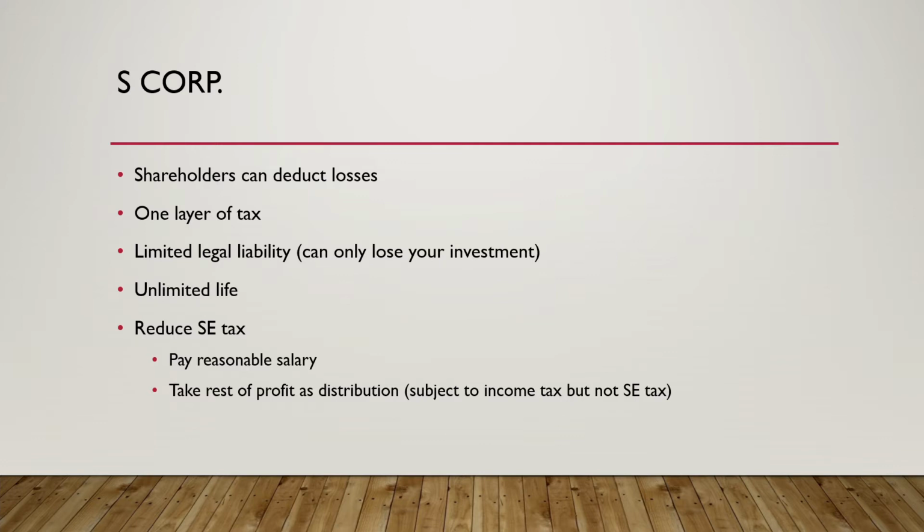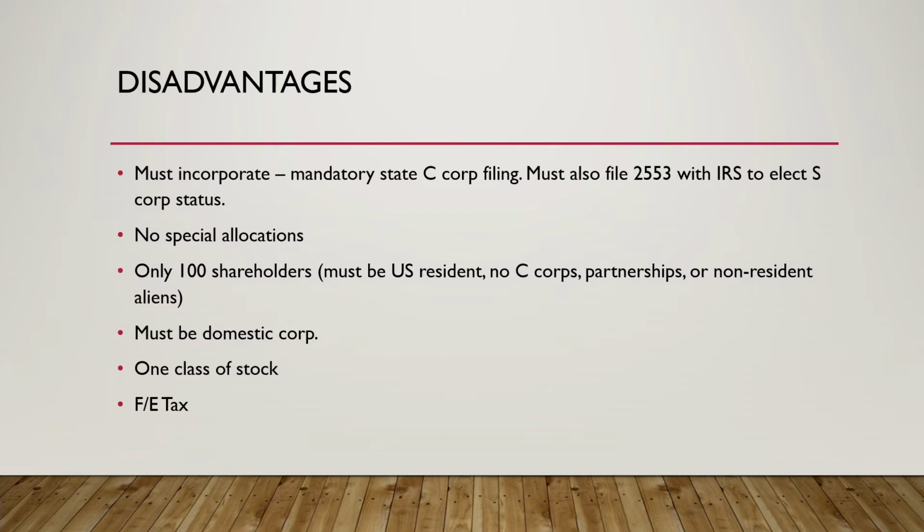An S corporation, okay. In an S corporation, the shareholders actually can deduct losses. An S corporation is actually a C corporation, which we'll look at briefly next, but you file what's called an S election with the IRS. And in order to do that, let's skip over to the disadvantages. You have to have fewer than 100 shareholders, and all the shareholders have to be U.S. residents. We can't have other C corporations, partnerships, or non-resident aliens as shareholders. It must be a domestic corporation.